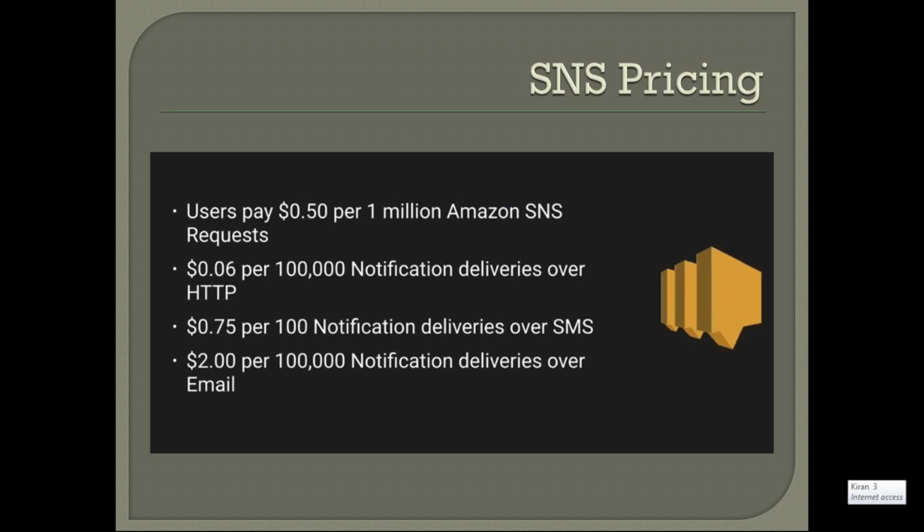Then the fourth one is email. If you want emails, until 1 lakh emails, you will be charged $2. That is, you need to pay $2 till you are receiving 1 lakh emails. After 1 lakh emails, it keeps on increasing. So this is the pricing. This is the basic pricing of SNS.